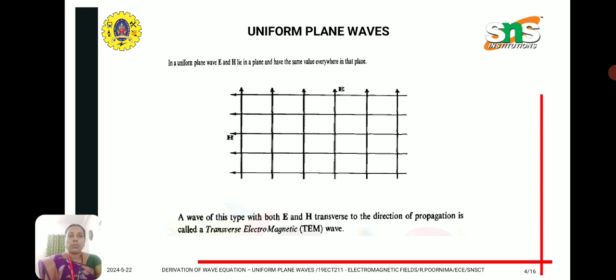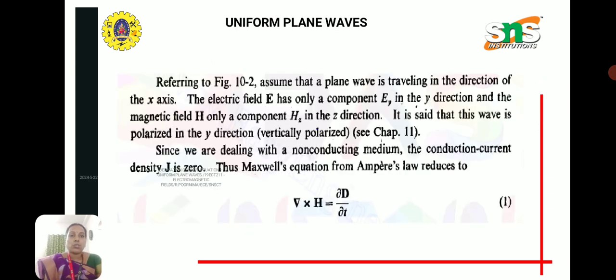So in a uniform plane wave, E and H lie in a plane and have the same value everywhere in that plane. Here in this diagram, a wave of this type with both E and H transverse to the direction of propagation is called a transverse electromagnetic wave. Assume that a plane wave is traveling in the direction of the x-axis. The electric field has only a component Ey in the y direction, and the magnetic field has only a component Hz in the z direction. So this wave is polarized in the y direction or vertically polarized.